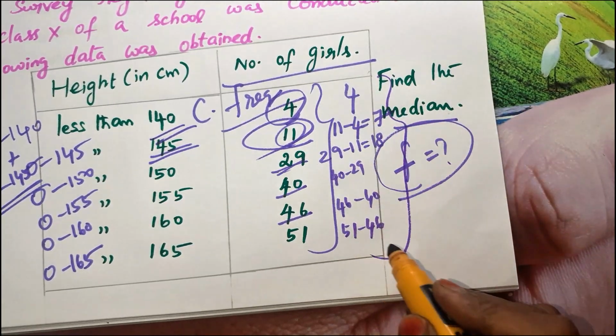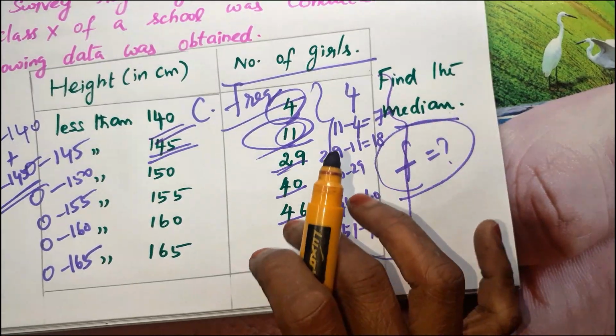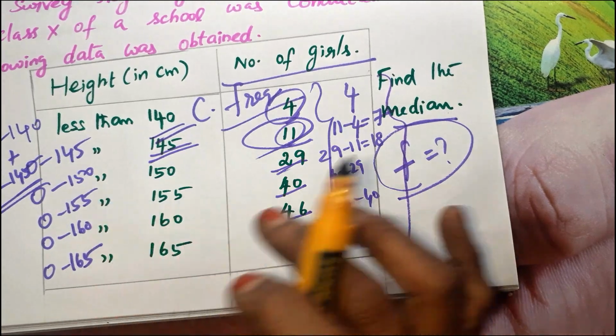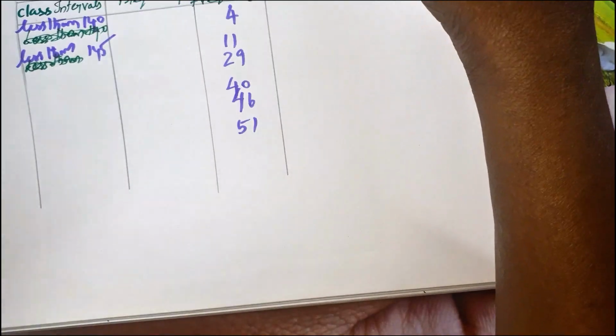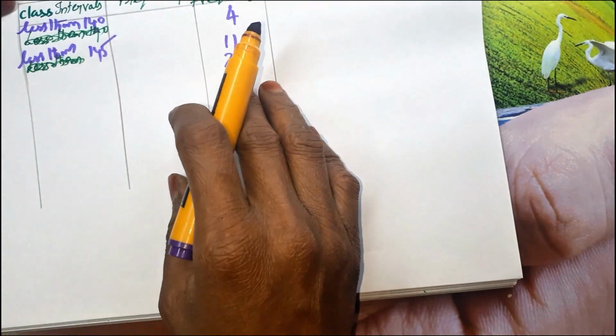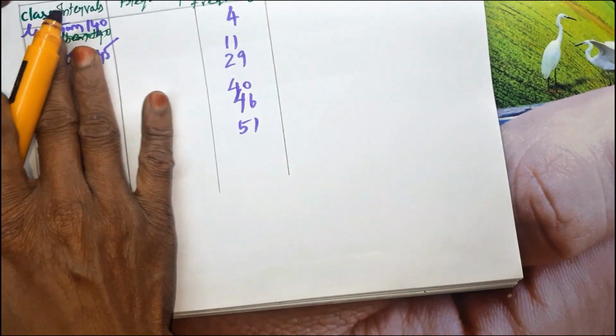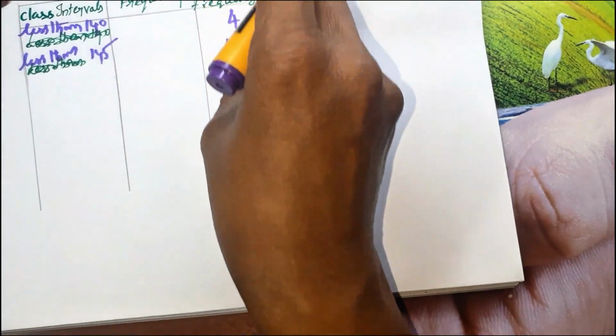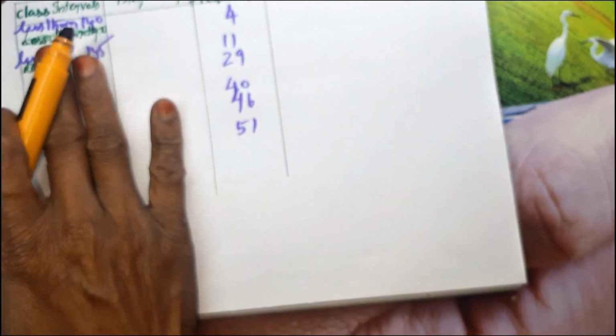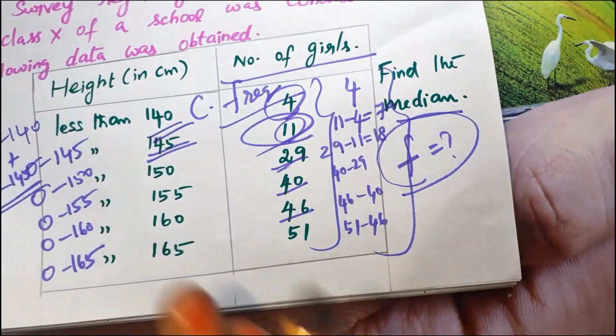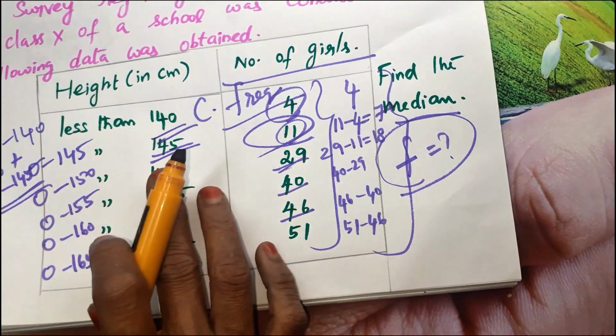Using this, first you have to find what is F. Then this also we need. And finally, we will go with the formula. Now come to this table. We are going to write all the data given in a single table: class interval, frequency, and cumulative frequency. Cumulative frequencies are given. Class intervals are given as less than 140, less than 145.